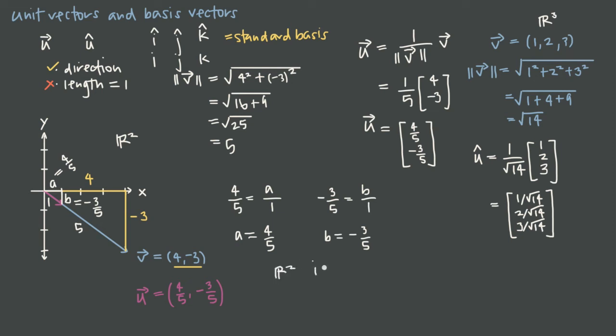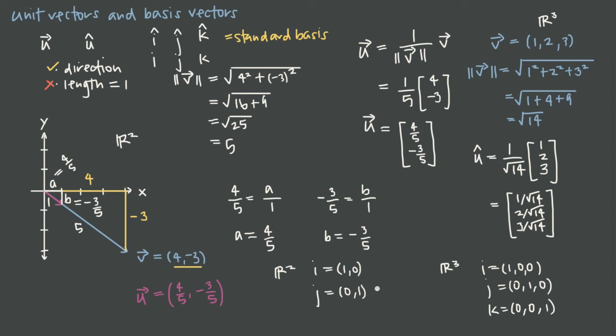So in R2, the vector i is the vector 1, 0. So it's 1 unit long and it points toward the positive direction of the x-axis. The vector j points toward the positive direction of the y-axis. It's the vector 0, 1. In R3, the vectors i, j, and k point toward the positive direction of the x-axis. j points toward the positive direction of the y-axis. And k points toward the positive direction of the z-axis, and we write them this way.